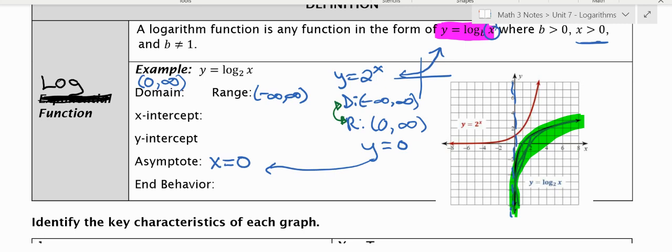We're going to see that it does have an x-intercept at (1, 0). And we're also seeing that we aren't going to have a y-intercept, so there's no y-intercept.